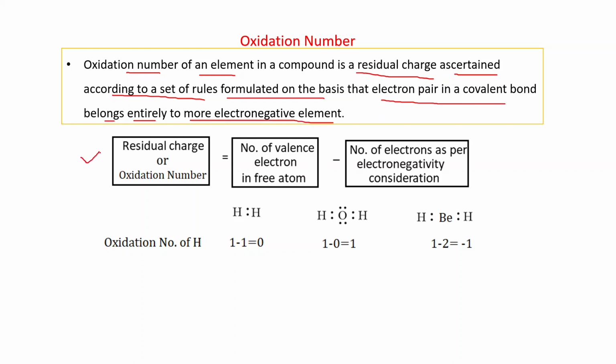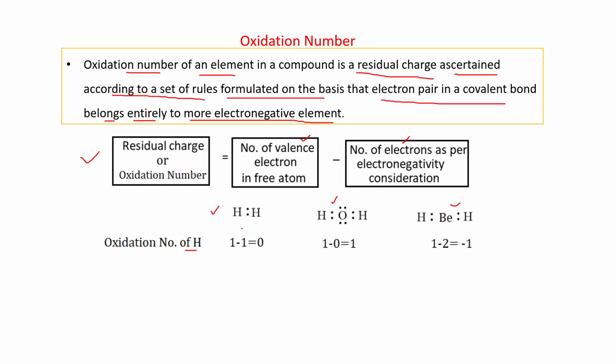And this is the general formula by which we can find the residual charge, which will be equal to the oxidation number. It is equal to the number of valence electrons in the free atom minus the number of electrons as per electronegativity consideration in the molecule, compound or ion. For example, we will consider three molecules: H2, H2O and BeH2. In these we will find the oxidation number of hydrogen using the above formula. When hydrogen is a free atom, it contains one valence electron.